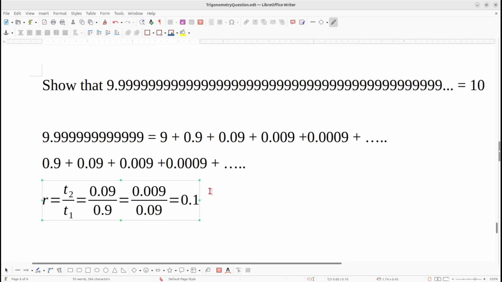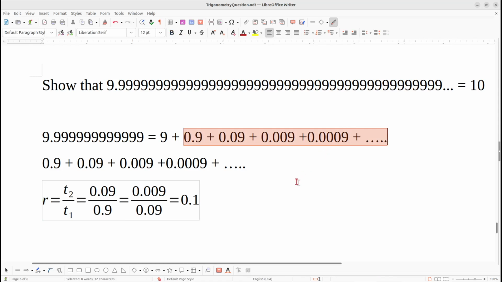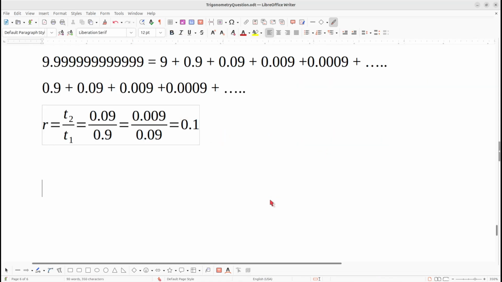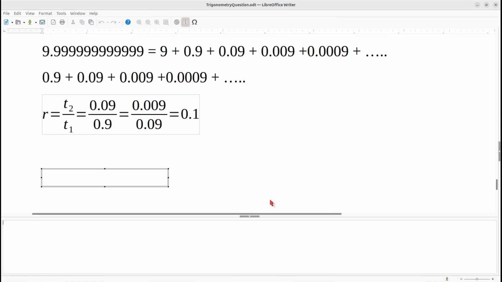So let me work with that. Since this has an r which is a proper fraction, it's telling us it's a converging sequence. It has a sum to infinity. So the sum to infinity is equal to a over 1 minus r.